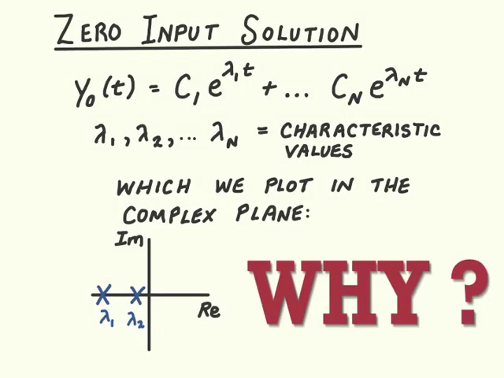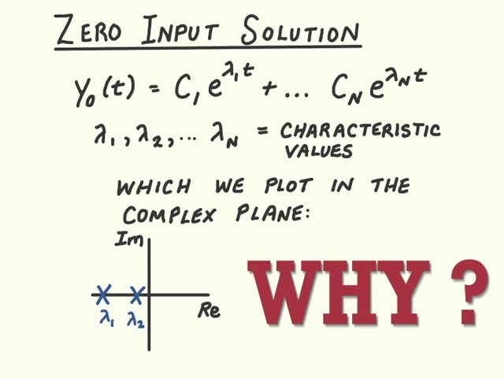In the last several lectures, we've been finding the zero-input solution of the differential equation. In the case of distinct roots, we were able to write this zero-input solution in terms of the sum of the modes, e to the lambda 1t through e to the lambda nt, where lambda 1 through lambda n were the characteristic values, which were the roots of the characteristic polynomial.